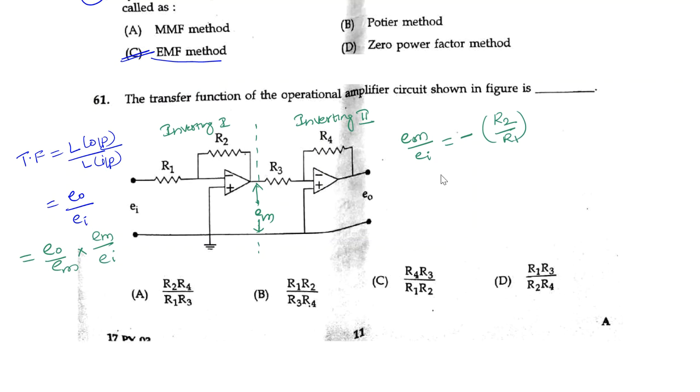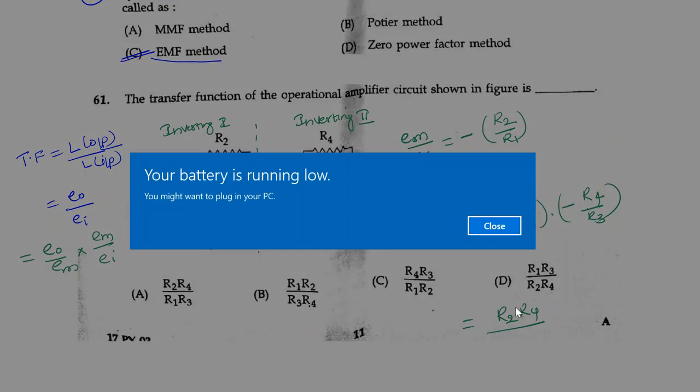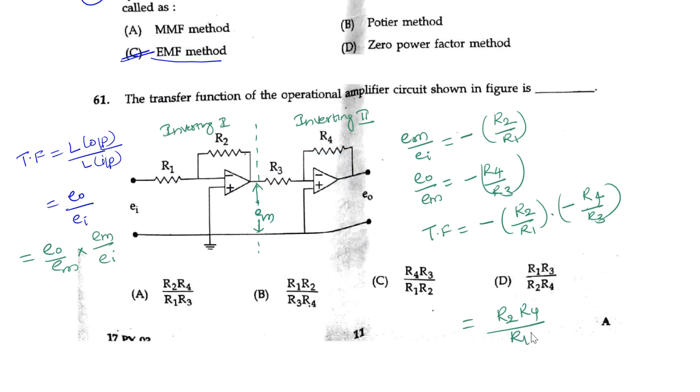Similarly, in the second stage we can write E naught by EM equal to minus R4 divided by R3. Now substitute these two values in the transfer function equation. The transfer function is minus R2 by R1 into minus R4 divided by R3. Minus times minus gives R2 R4 divided by R1 R3. So the answer is R2 R4 by R1 R3, and A is the right answer for this question.